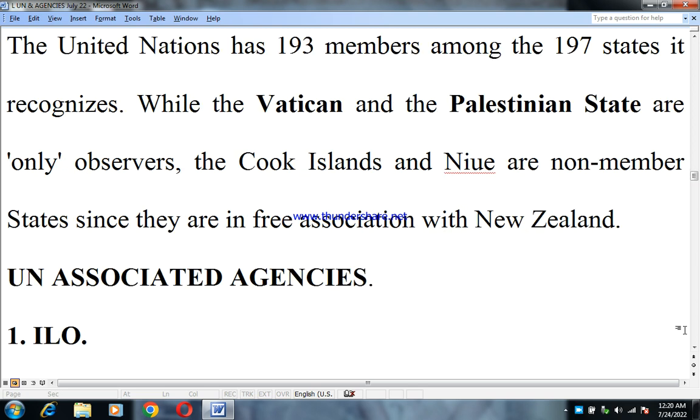Members of United Nations. The United Nations has 93 members among the 97 states it recognizes, while the Vatican City and the Palestinian state are only observers. The Cook Islands and Niue are non-member states since they are in free association with New Zealand.